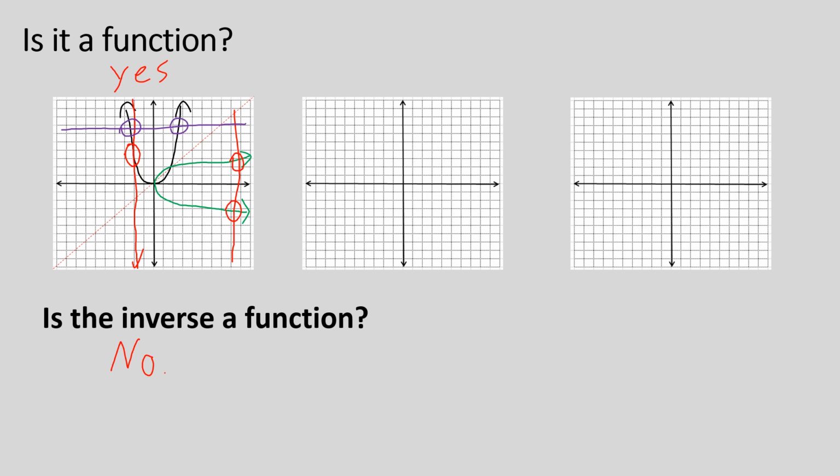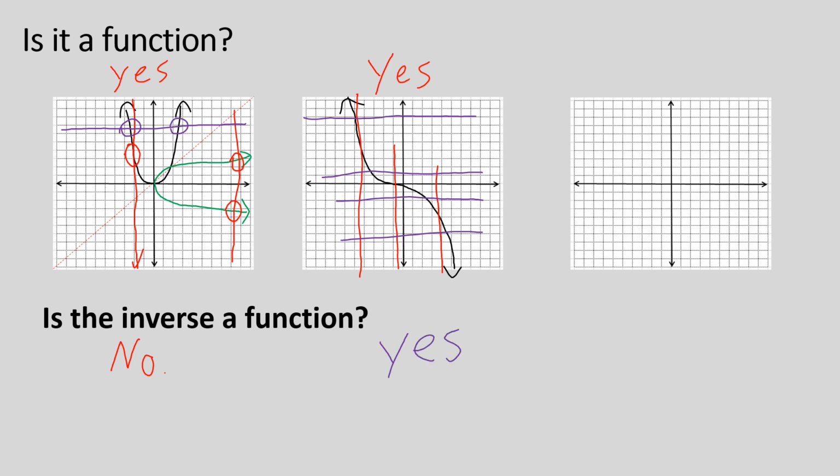So let's say we have this graph. So to start, is the graph a function? Okay, is there anywhere we can draw a vertical line and hit it more than once? There's not, so yes, this graph is a function. Is the inverse a function? Can we draw a horizontal line anywhere and hit it more than once? Okay, we can't do that anywhere either, so yes, the inverse of this graph is also a function.